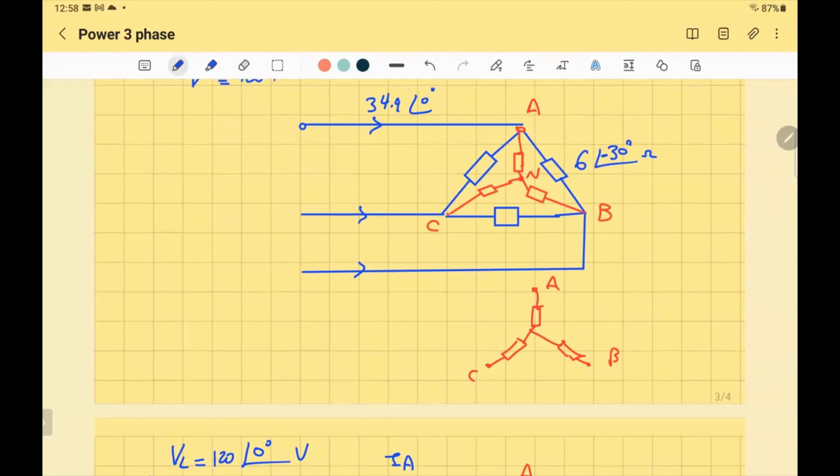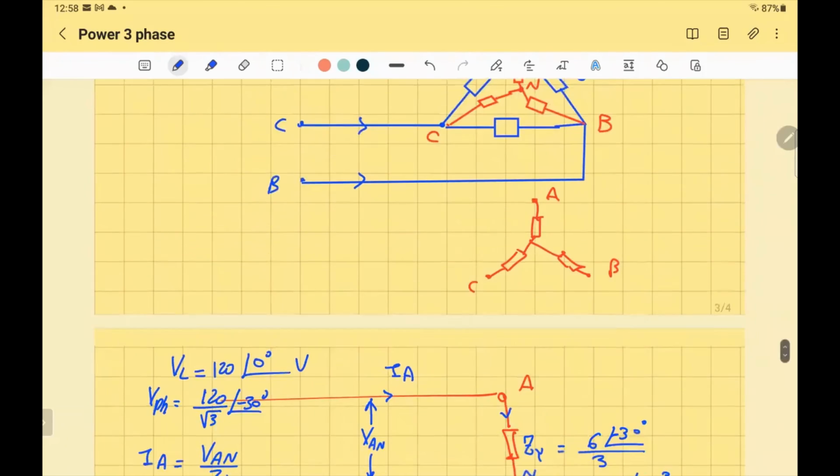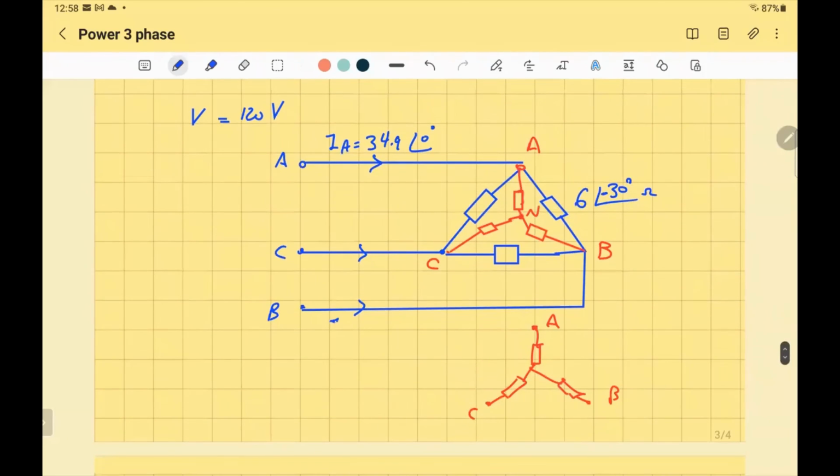Angle 0. That's IA. That's IC, because that's C, that's A, that's C, that's B. I got IB the same, equal to 34.9 angle negative 120. IC equals 34.9 angle plus 120. And the question now: I want to find the phase.